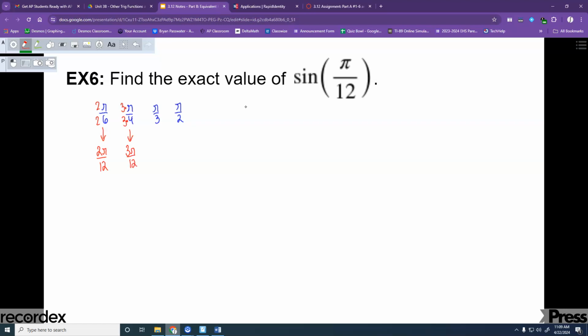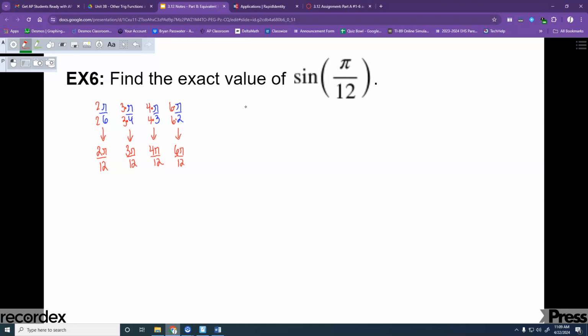For pi over 3, we would have to multiply the top and bottom of that fraction by 4 to get a denominator of 12. So that would be 4 pi over 12. And then pi over 2, we'd have to multiply by 6 on the top and bottom. And that would give me 6 pi over 12. And I could do the whole unit circle like this if I wanted. This will be sufficient right here.